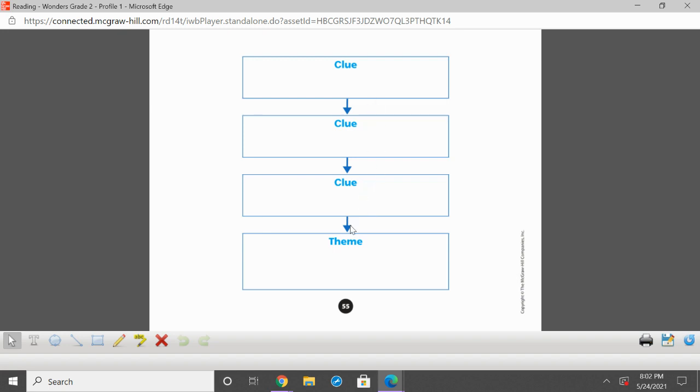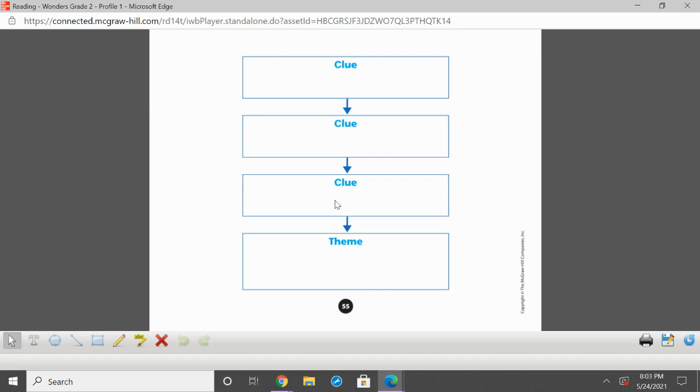1, 2, 3, 4. You don't have to have the arrows. I just want you to draw 1 box, 2 box, 3 box, 4. And I do want you to make them pretty big because we're going to be writing in them. So go ahead and fill up your paper with these boxes. Go ahead and make your paper look like this. And I want you to write clue, clue, clue, and then write theme on that last box. If you need to pause me while you recreate this, you may do so.